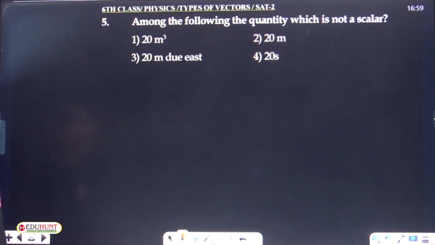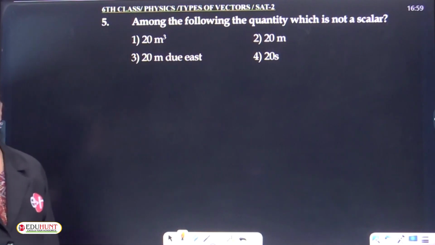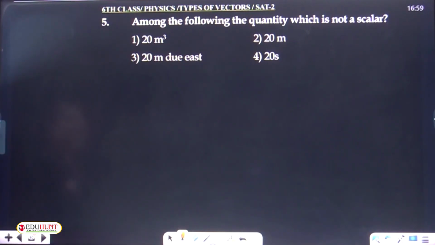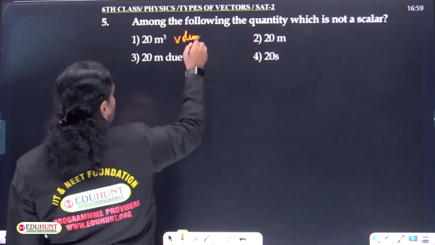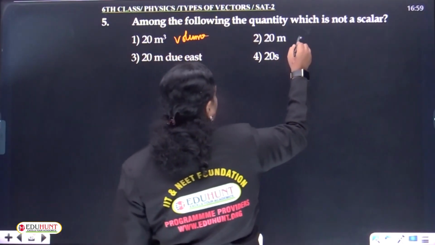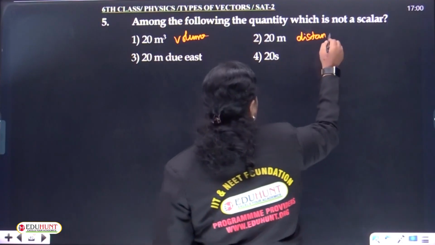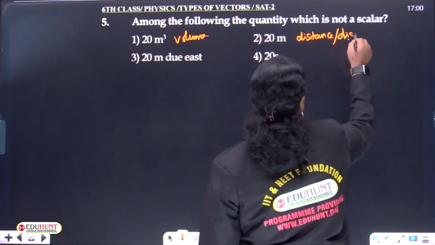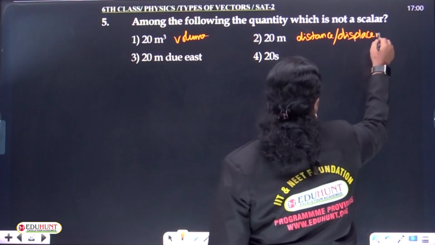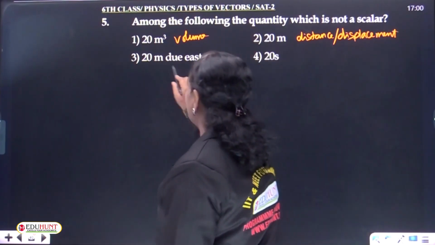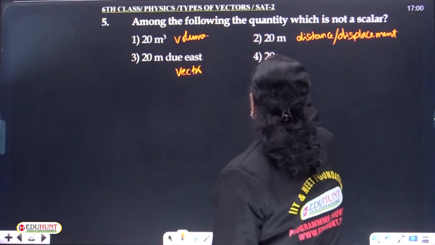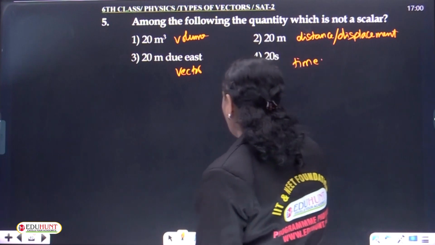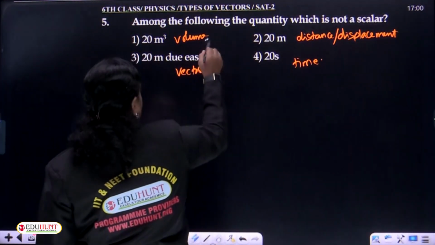Moving ahead with the fifth question. Among the following, the quantity which is not a scalar is... So, which among the following is not a scalar quantity? Yes. This indicates your volume. So, volume is a scalar quantity. This indicates a distance or a displacement. It can be either a scalar or a vector quantity. 20 meter due, no doubt it is a vector quantity, indicates your displacement. 20 seconds indicates your time, it is also a scalar quantity. So, this is a scalar.